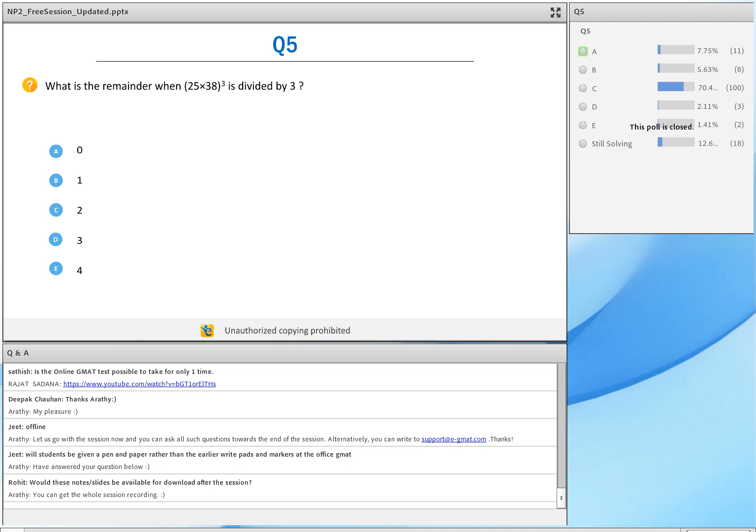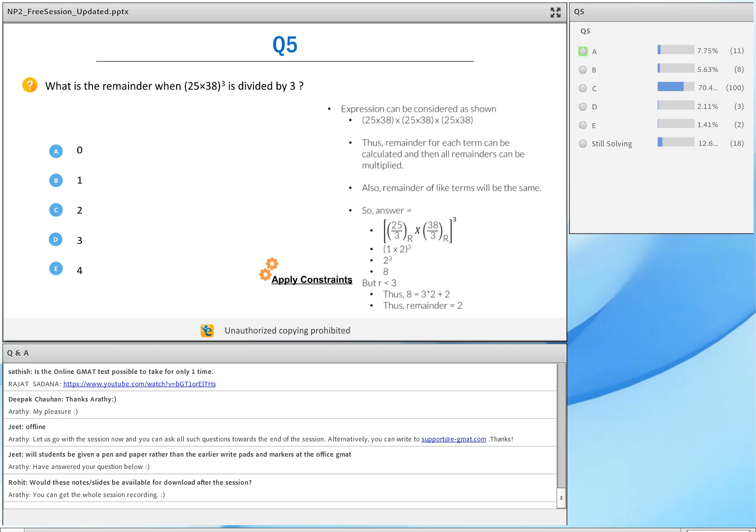Let's broadcast the results. So, how do you go about doing this? You really say, hey, I can write this expression as a product of three numbers, which is 25 times 38, 25 times 38, 25 times 38. So by the distributive property that we just learned, we can figure out the remainder for each term, and then all the remainders can be multiplied. So we do 25 by 3, the remainder of that, 38 by 3, the remainder of that, and whatever we get as a product of these, we can cube this up.